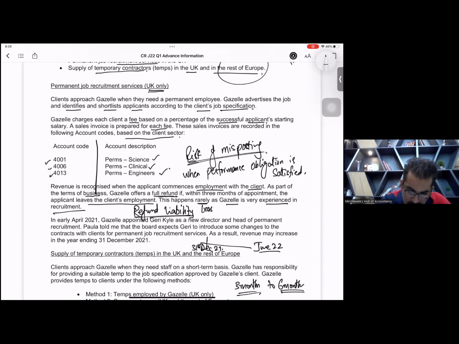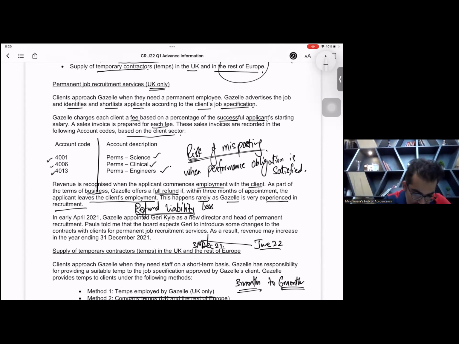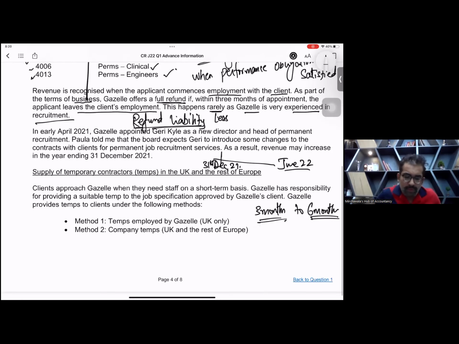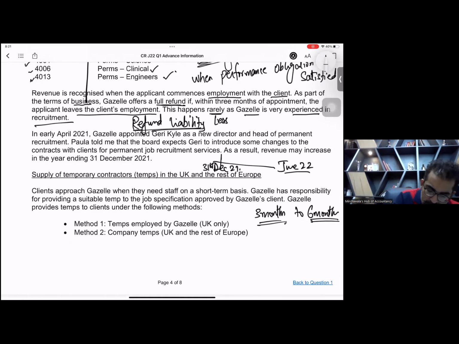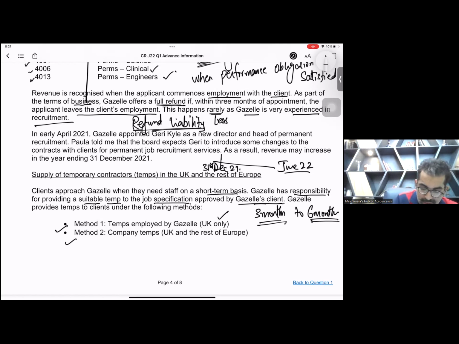Now, second thing, supply of temporary. We also provide temporary contractors in the UK. Listen, clients approach Gazelle when they need staff on a short-term basis. Now, this is a separate line of business. Gazelle has a responsibility for providing a suitable temp to the job specification approved by Gazelle's client. Gazelle provides temp clients under the following methods. This is method 1, this is method 2: temps employed by Gazelle, UK only, and company temps, UK and rest of Europe. So these are the two different methods for temporary service contracts.